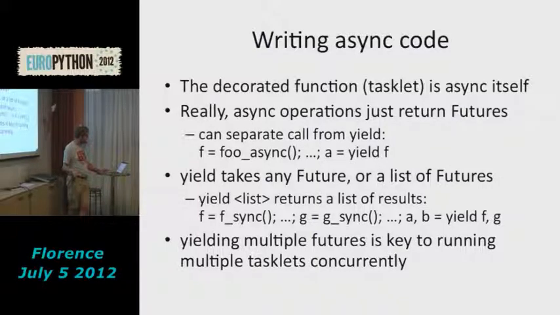fairly elegantly. I already mentioned that yield doesn't just take a future; it also takes a list of futures, and then it returns the corresponding list of results. So here's a very simple case. We call one asynchronous API, another one. Then we have two futures. Then we do some other stuff, and now we yield those two futures, giving us two results.